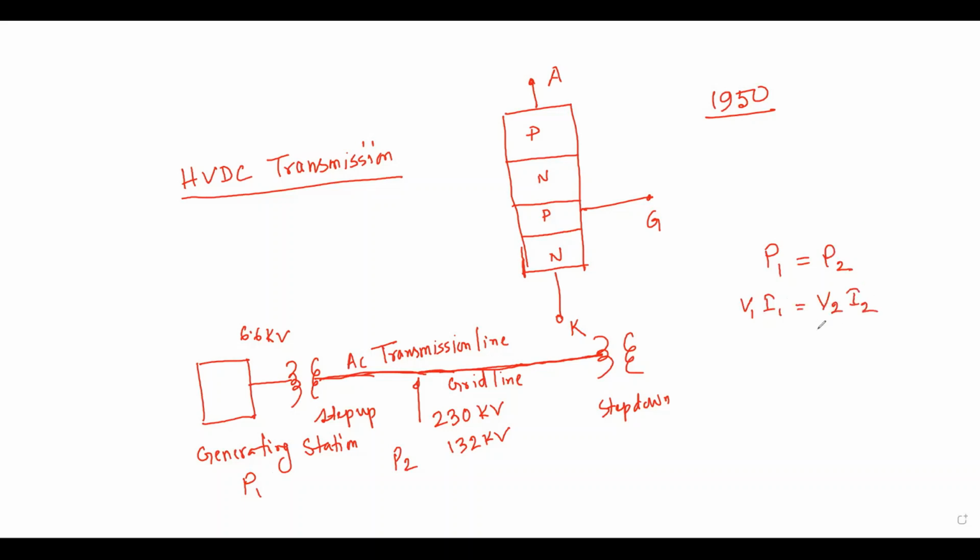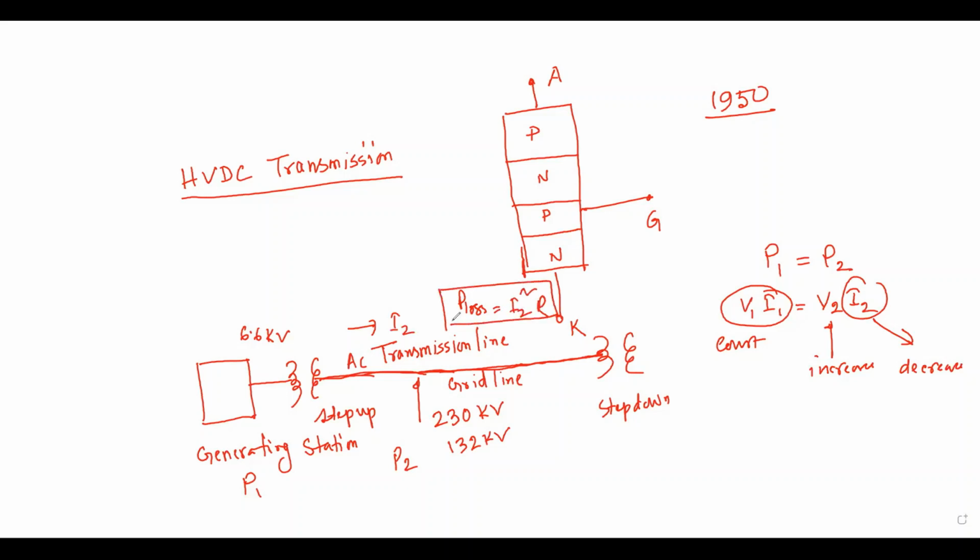So if this one is constant and you increase this voltage, then this current must decrease. Right? If this current I2 decreases, then the power loss I2 squared R will decrease, right? That is why this has been stepped up for the long transmission line.